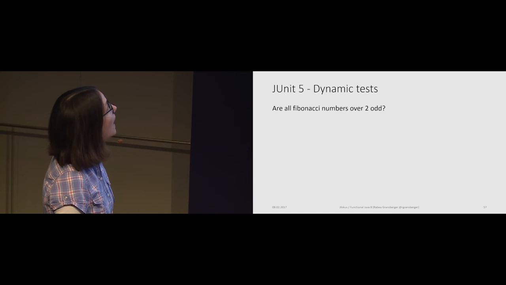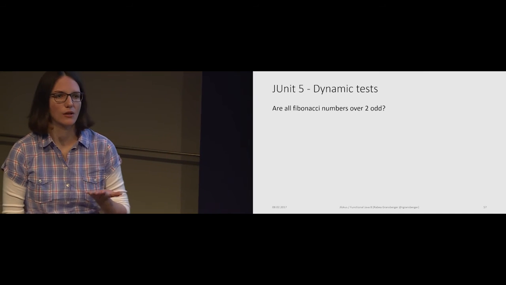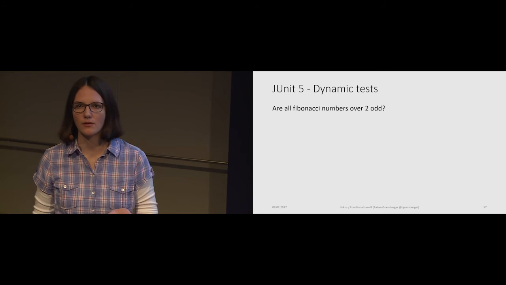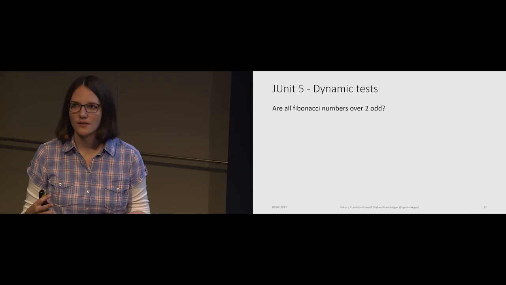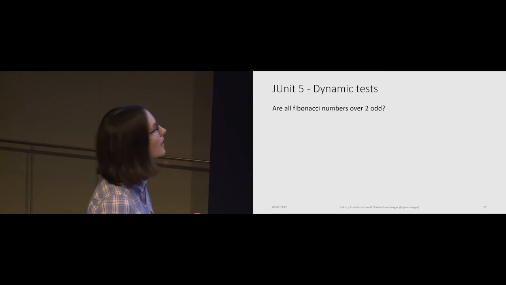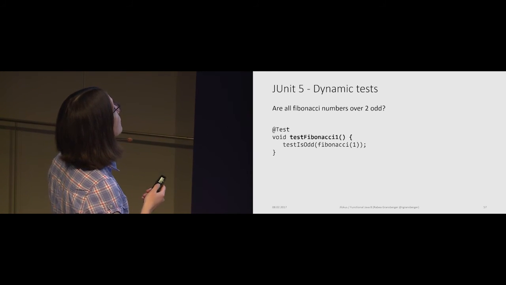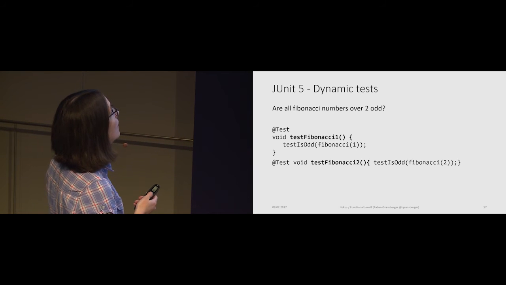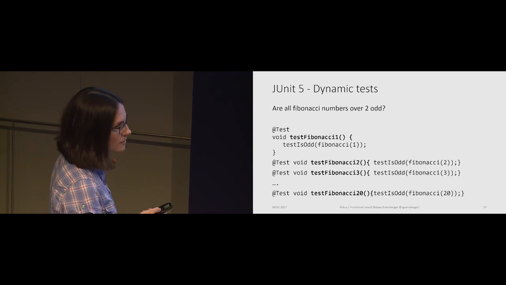All right, what do we do if we have a lot of tests which basically look the same because we have a calculation and we want to test the same characteristics? In this example, we calculate all the Fibonacci numbers in a certain range, and we want to test if they are all odd numbers. So what we do is we write a single test. So for Fibonacci 1, we test if it's odd. For Fibonacci 2, we test if it's odd, and 3, and so on until 20, right?